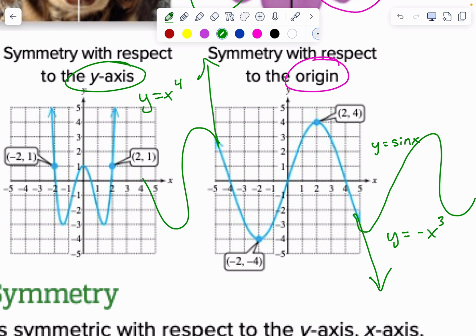For x cubed, no. Because if you take x cubed and you reflect it across the y-axis, it's the same thing as reflecting it across the x-axis. Okay. So, good question though.